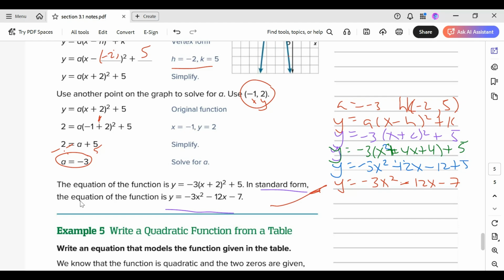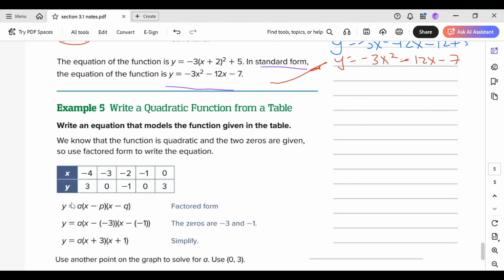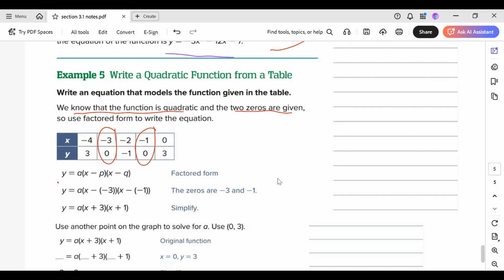In example 5, they want us to write a quadratic function from a table. It says write an equation that models the function given in the table. We know that the function is quadratic, and it has 2 zeros that are given. So here's a 0, here's a 0. They're going to use y equals a times (x minus p) times (x minus q), the factored form, and they replaced p and q. So they ended up with a times (x plus 3) times (x plus 1).